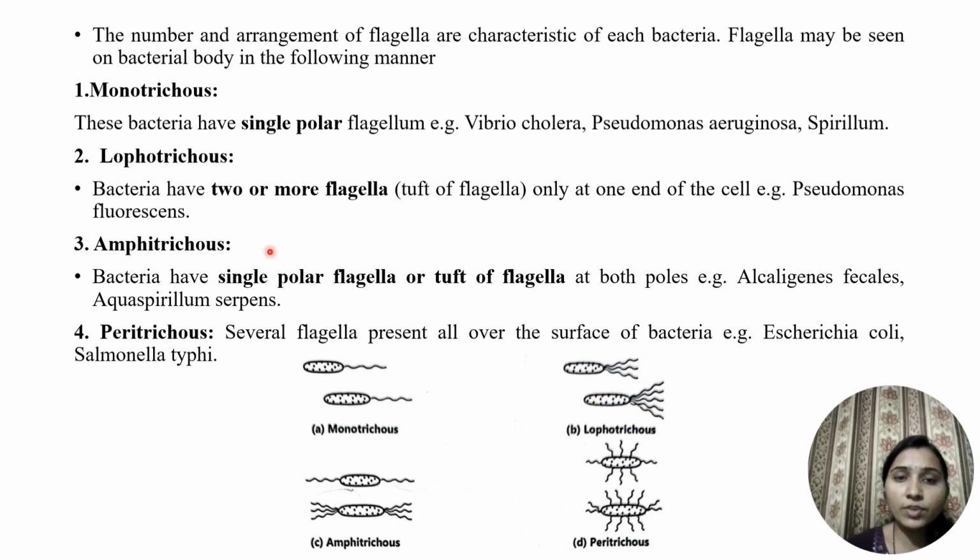And third is the amphitrichous. Amphi means both. This is the structure of the bacteria. You can see on both sides there are flagella, which is called amphitrichous. And last is the peritrichous. Peritrichous means this is the bacterial structure, and you can see many flagella present on all sides of the bacteria, which is called peritrichous.